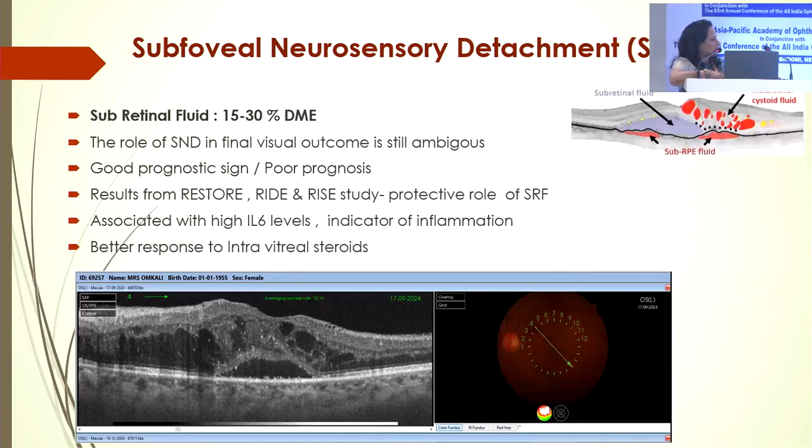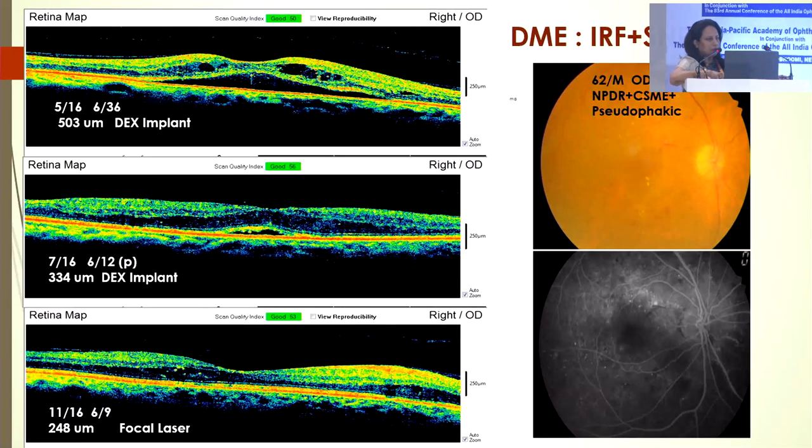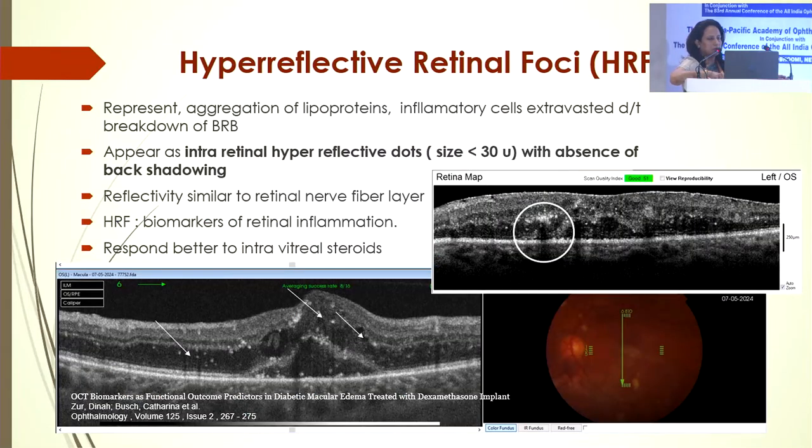So here you can see this is a patient with a mixed macular edema with some intraretinal edema and the neurosensory detachment here with the fluid space here. This is another example of the same with some intraretinal cyst with a subretinal fluid which responded beautifully to steroid, with almost melting away of the fluid that is there.